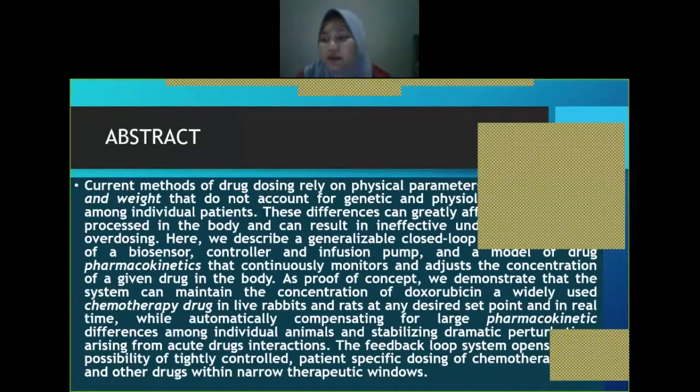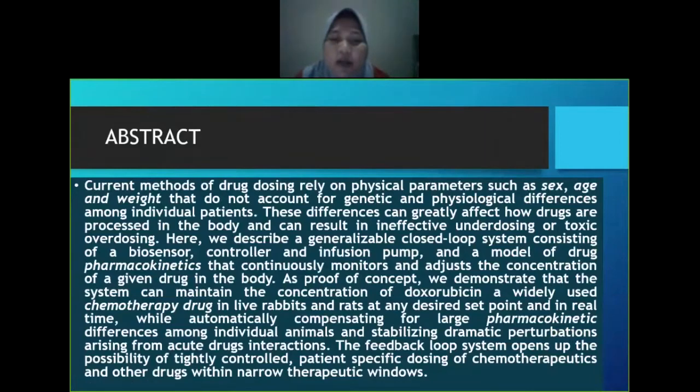The abstract for this project is: current methods of drug dosing rely on physical parameters such as sex, age, and weight that do not account for genetic and physiological differences among individual patients. This difference can greatly affect how drugs are processed in the body and can result in ineffective underdosing or toxic overdosing.